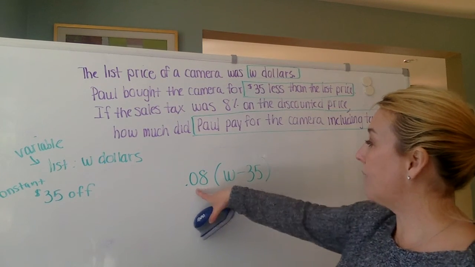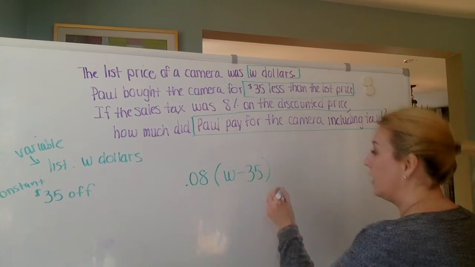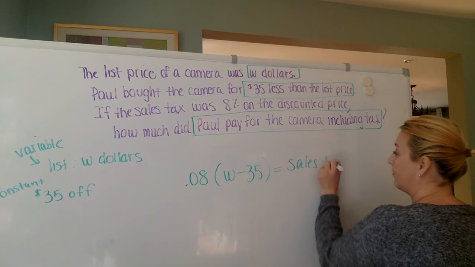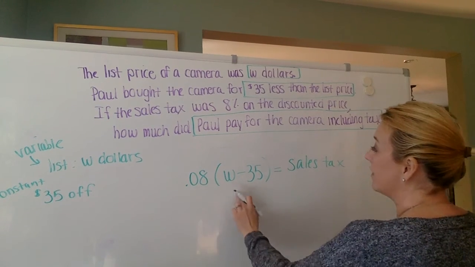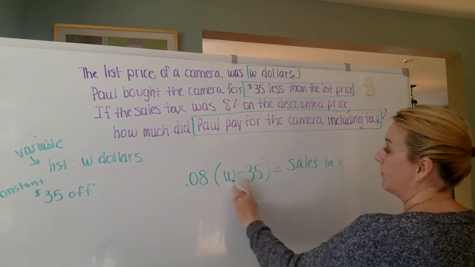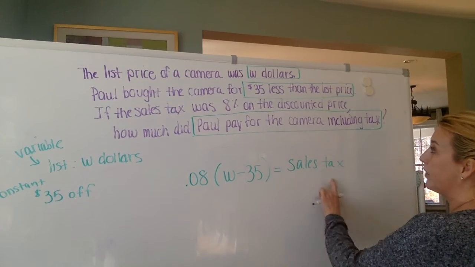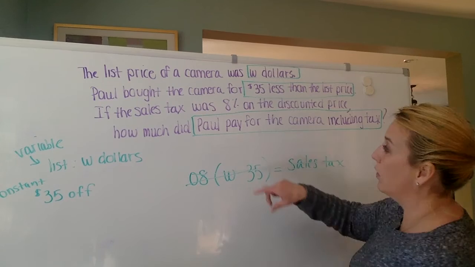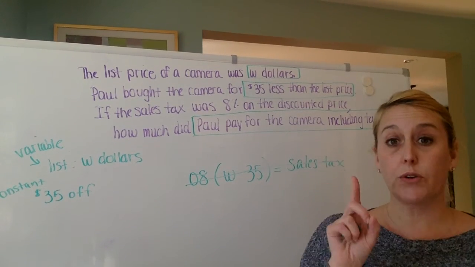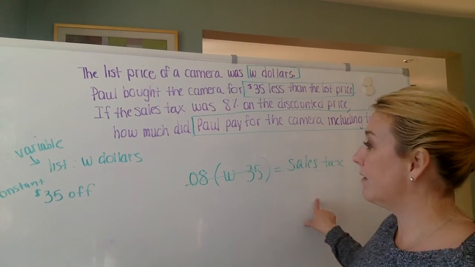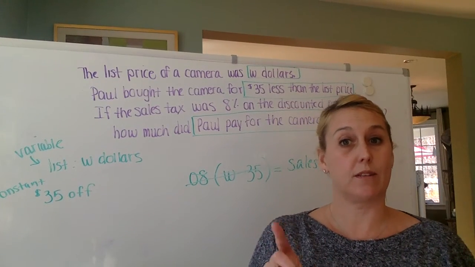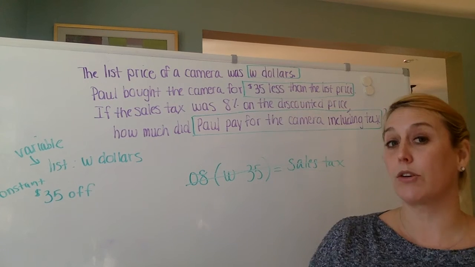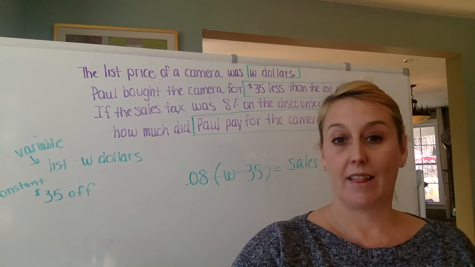Because if I did what's 8% of W minus 35, what I would get there is the sales tax, right? I would just be finding out what's 8% of the list price minus $35. So that would only give me the sales tax. That would not be right, because I want to know how much he paid for the camera, including the sales tax. So with this information, I'm going to stop the video and see on Edpuzzle. Can you write the algebraic expression for what Paul paid for the camera, including sales tax? Let's see.